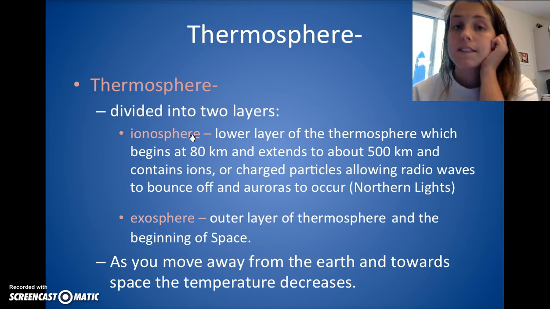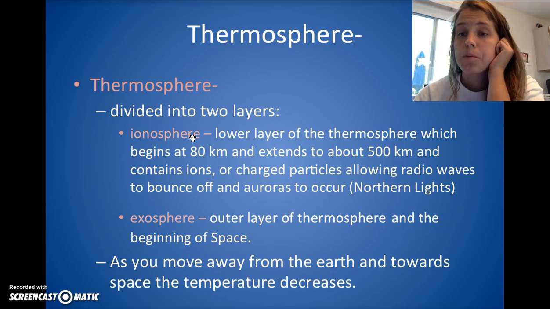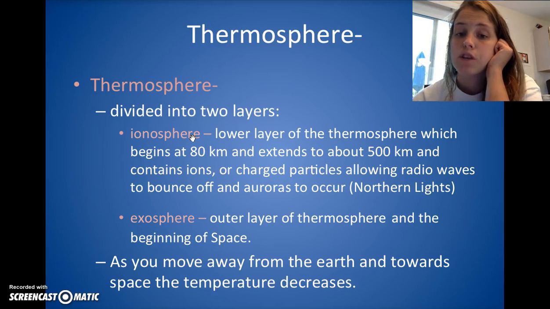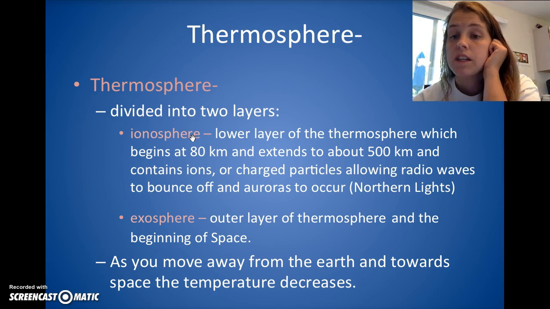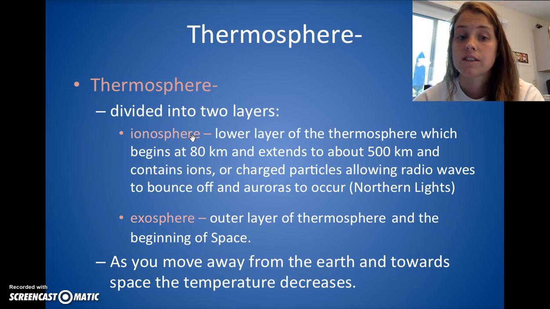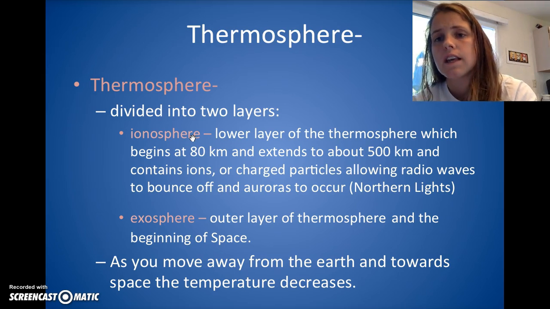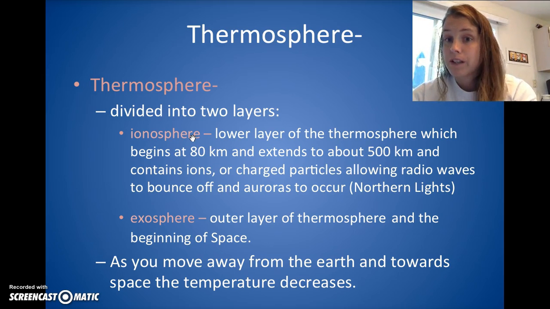Now the very next layer, the last layer, is called the thermosphere. The thermosphere is actually divided into two layers when you talk about it. One of them is the ionosphere, which is the lower layer of the thermosphere. It begins about 80 kilometers and goes to about 500 kilometers, so it's really big. It contains ions and charged particles, and this is basically what allows us to have radio communication with the people in outer space, is the fact that this ionosphere exists so that there are radio waves to bounce signals off of. This is also the layer that is responsible for the aurora borealis, or the northern lights, or the aurora australis, which would be the southern lights, which we don't hear about a lot here, but they do exist.